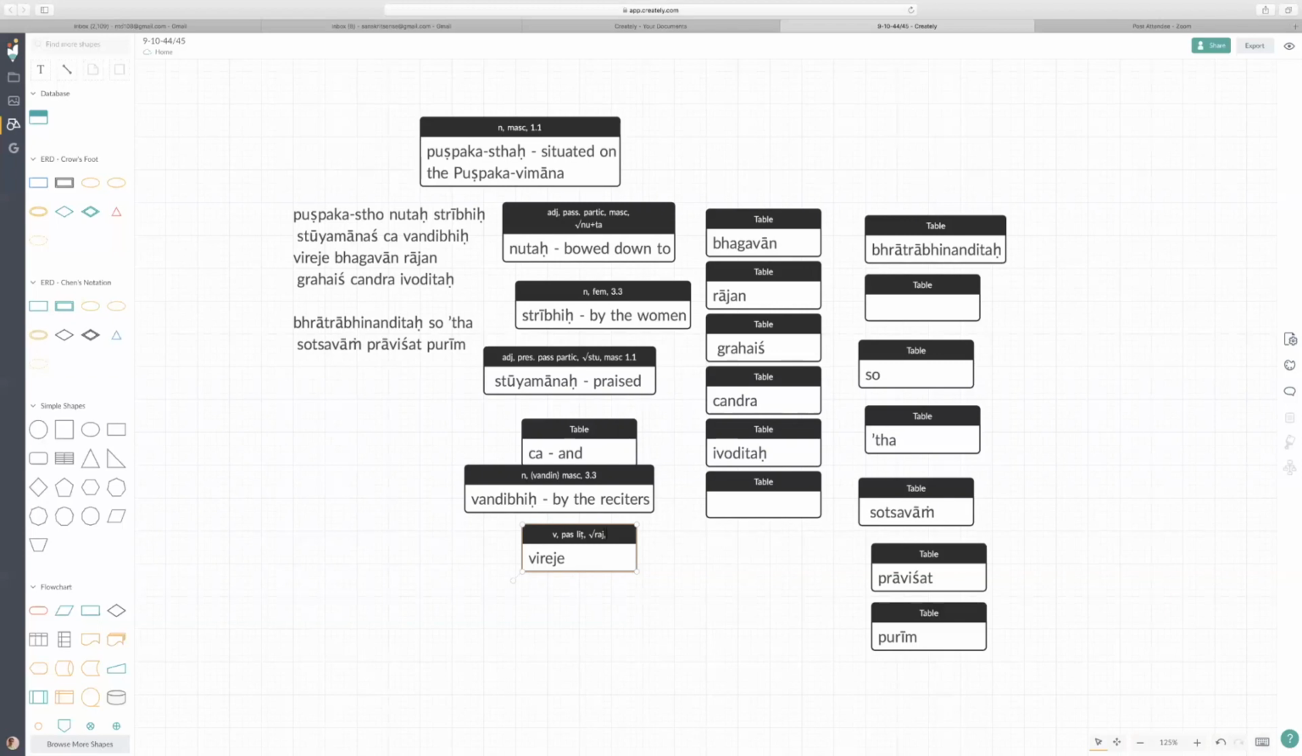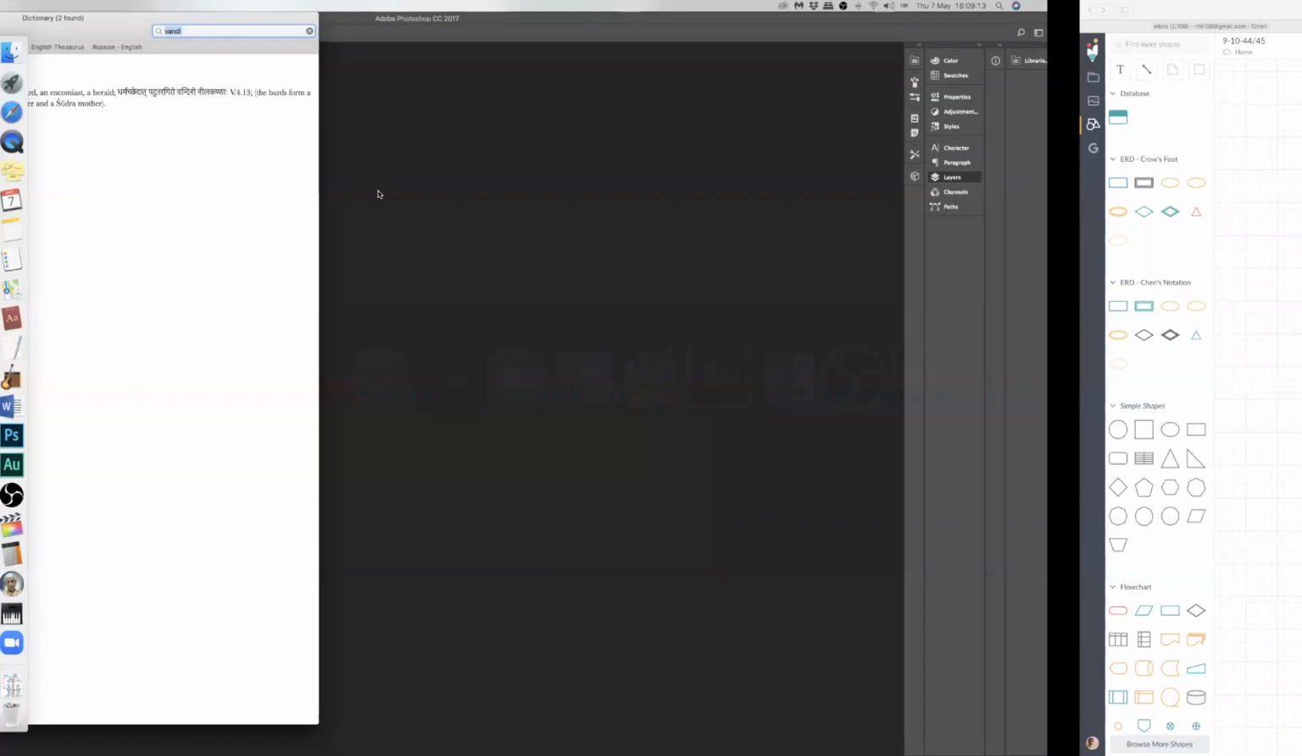Well, the root is raj. Okay. Raj. So, virejire would mean they, and what does raj mean? Raj means to be glorious, to shine here. Raj, yeah, with long A. To shine, to glitter, to appear splendid, beautiful. Then it means to rule, to govern, to direct, to regulate, and so on. But the primary meaning is to shine.